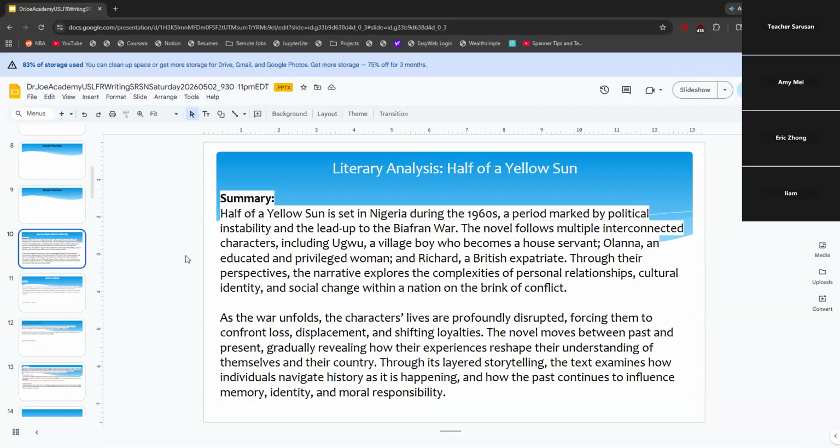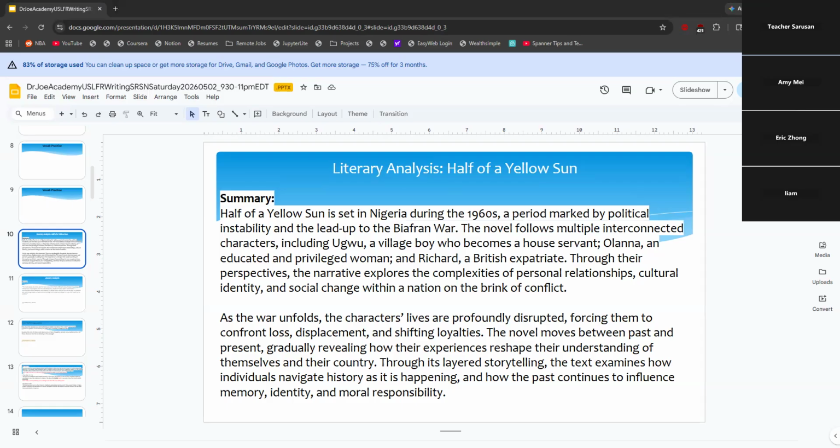Half of a Yellow Sun is set in Nigeria during the 1960s, a period marked by political instability and a lead up to the Biafran War. The novel follows multiple interconnected characters, including Ugwu, a village boy who becomes a house servant, Alana, an educated and privileged woman, and Richard, a British expatriate. Through their perspectives, the narrative explores the complexities of personal relationships, cultural identity, and social change within the nation on the brink of conflict.